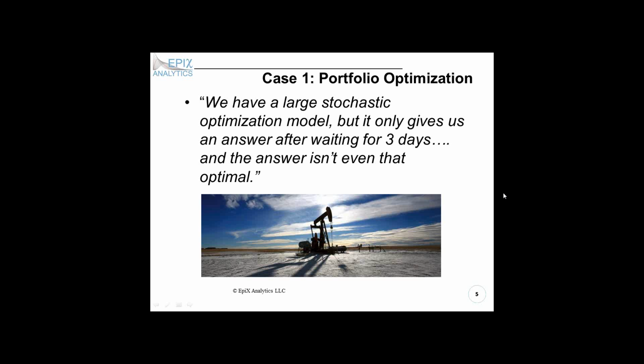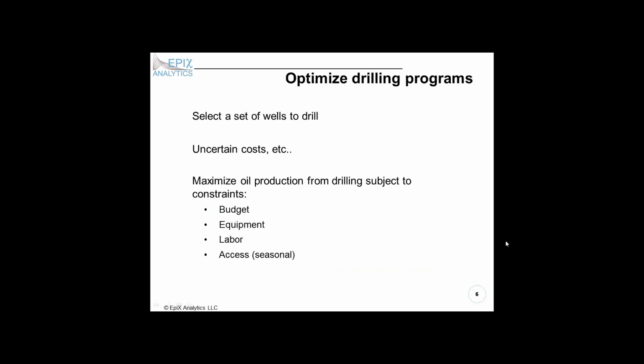And of course, you can imagine with a large problem and stochasticity, variation and uncertainty in there, it can be difficult. Their objective here was to optimize their drilling programs across a large number of different wells in different areas. Specifically the decision was to select a set of wells to drill. And they had substantial uncertainty about costs and many other factors that went into determining the ups and downsides of each of the opportunities that they had.